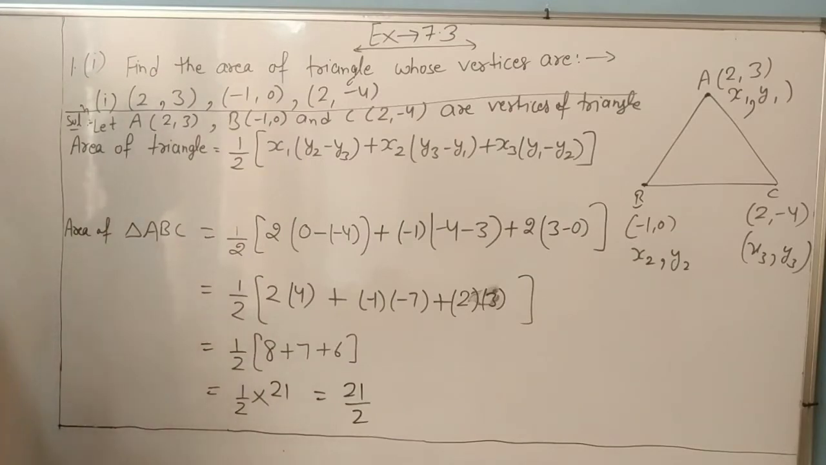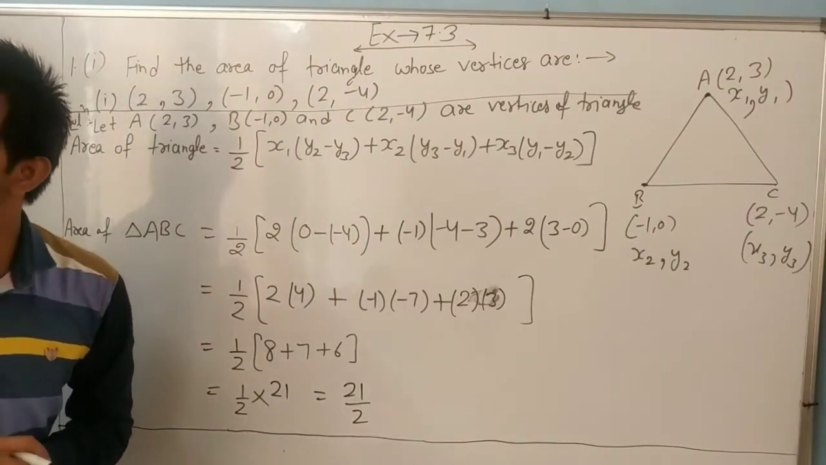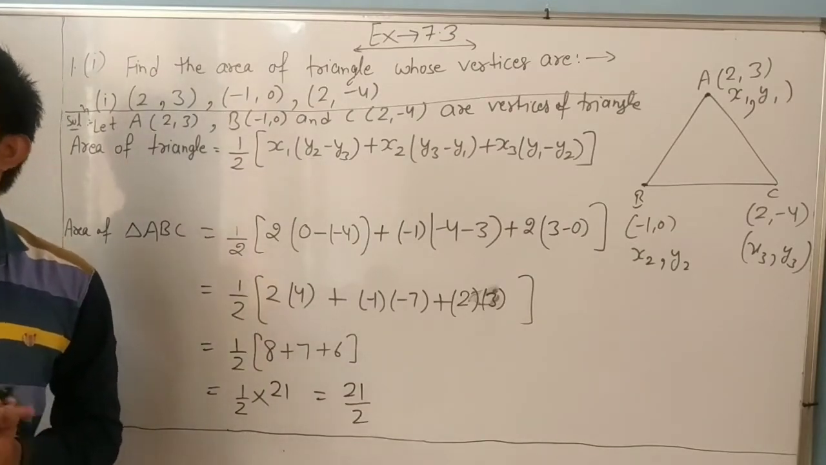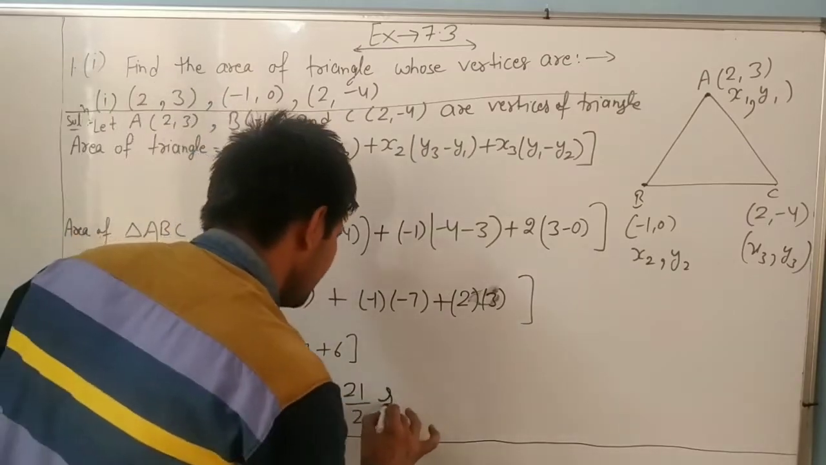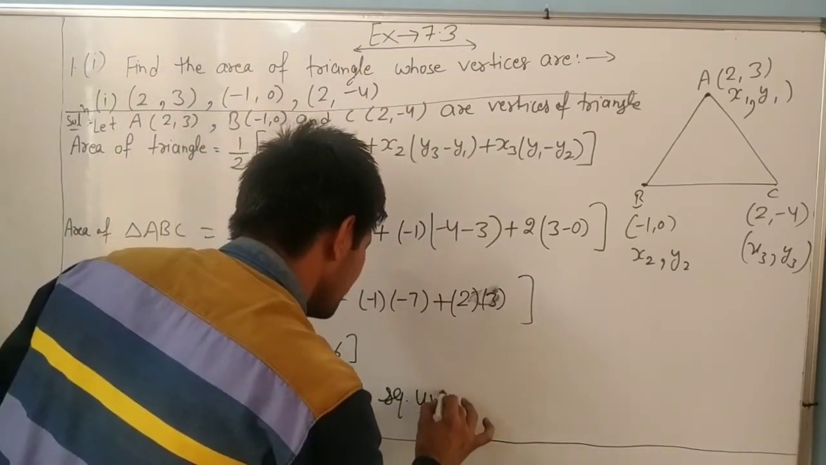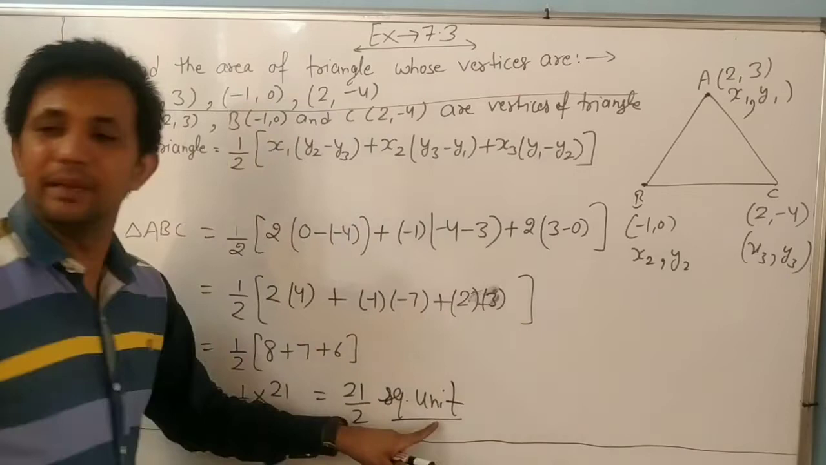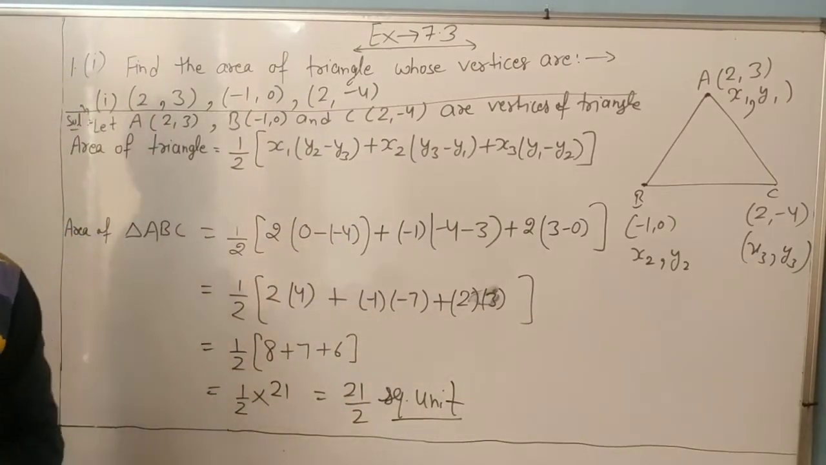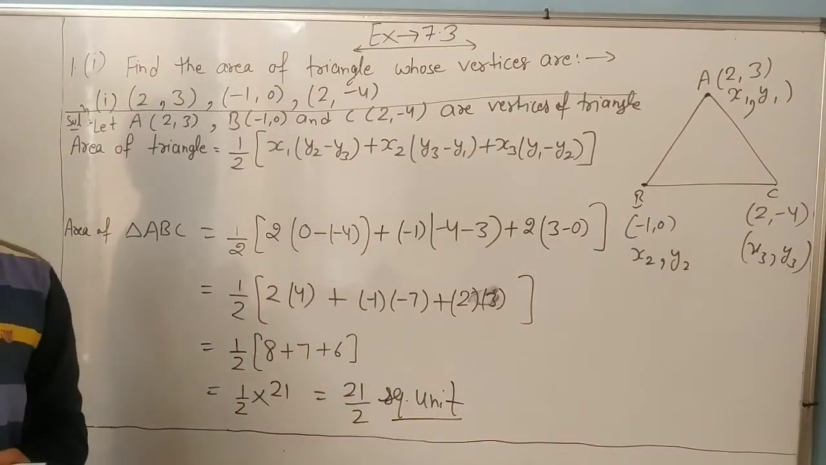And area is always in square units: meter square, centimeter square. They will write it as square unit. Unit means if it is in meter then meter square, if centimeter then centimeter square. Okay, so it is your answer.